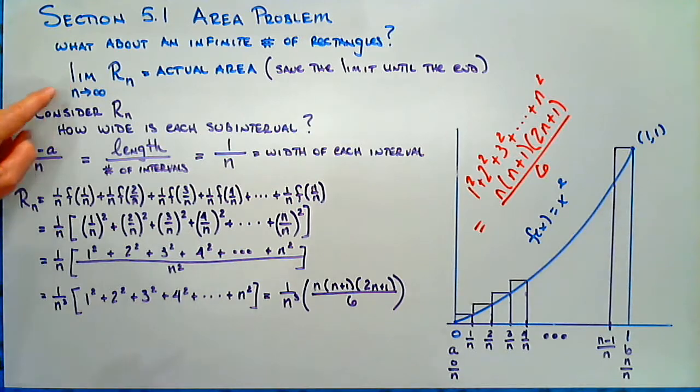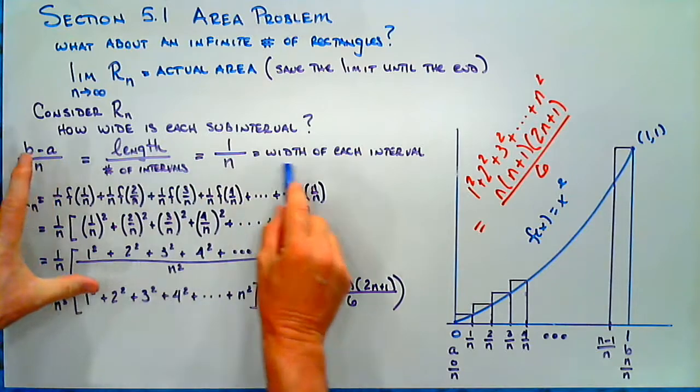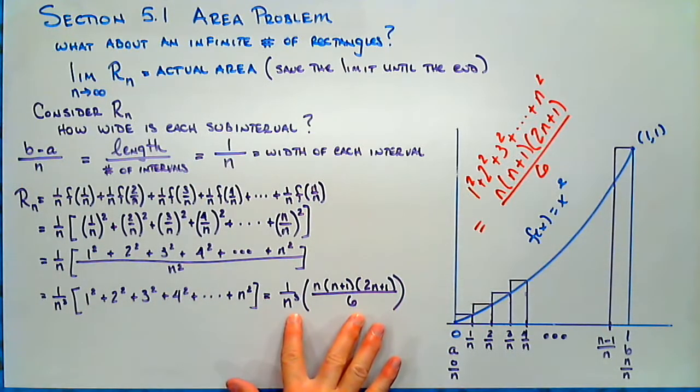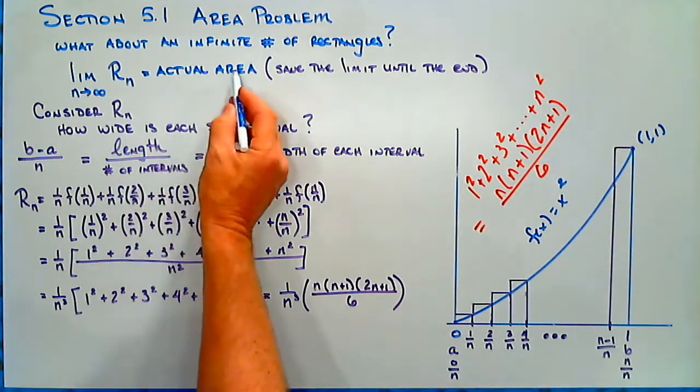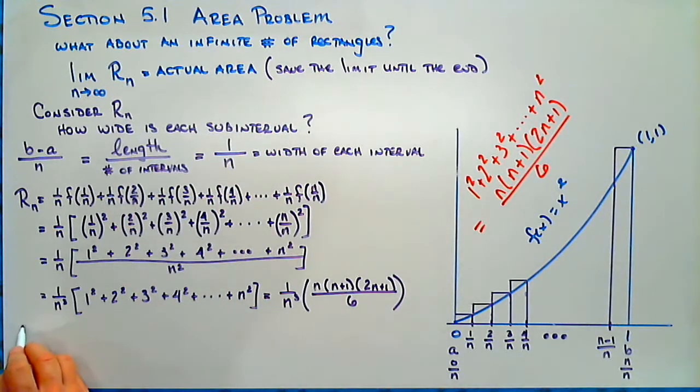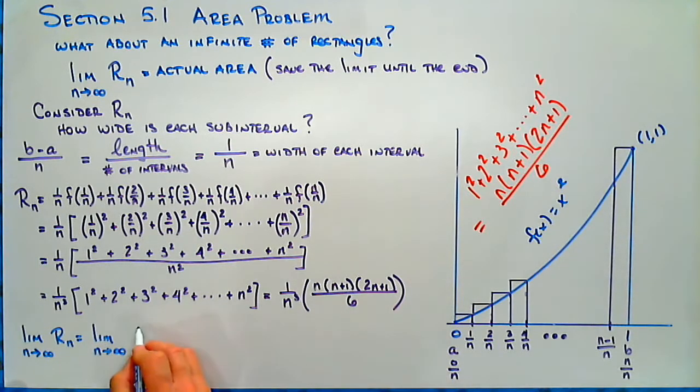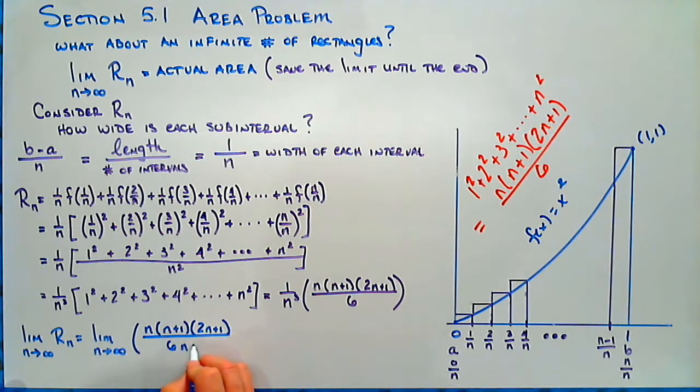And then we were supposed to take the limit of that. So we'll go back to blue here. Now we're going to do the limit. We did all of this purple work in this drawing simply to get to here. Now the actual area, we said, is going to be the limit as n approaches infinity of r sub n. For us, that's the limit as n approaches infinity of n times n plus 1 times 2n plus 1 all over 6n cubed.